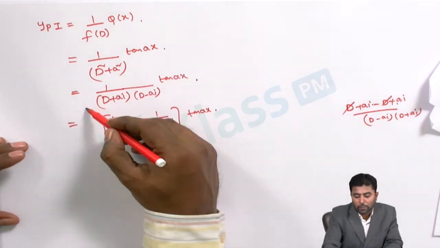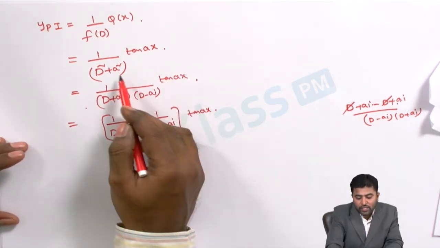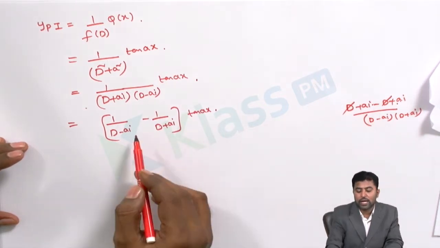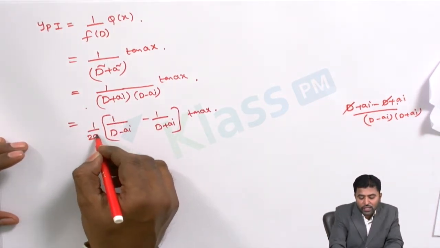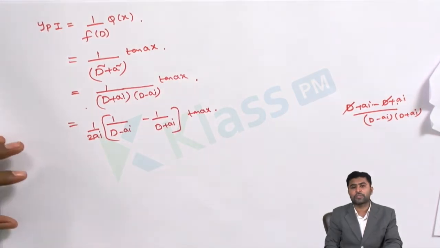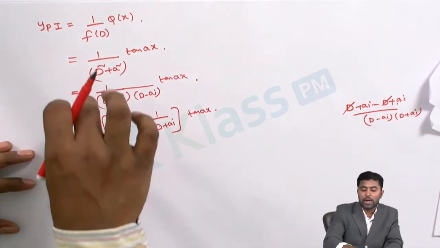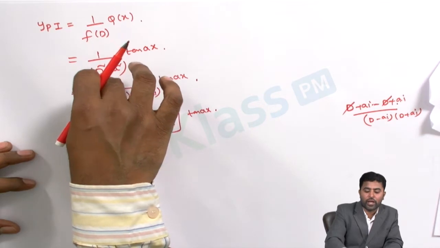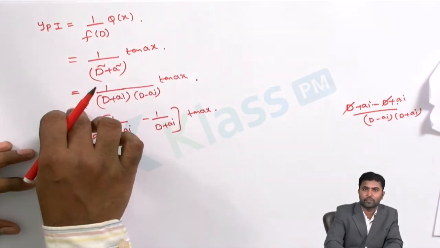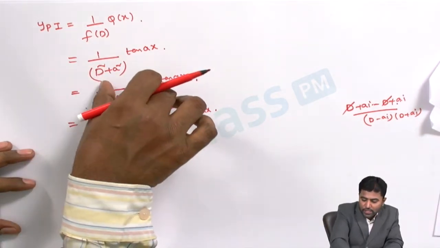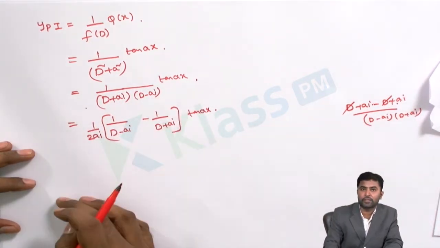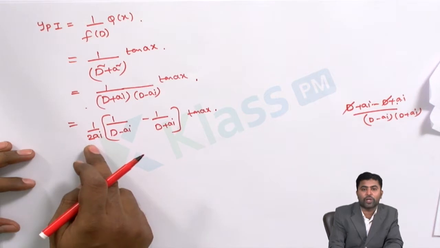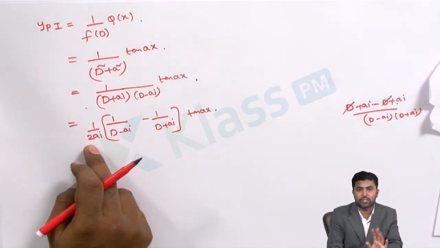I'll get 2ai. Do I have 2ai here? No. So I'll multiply and divide by 2ai. This 2ai into this, I can write like this. And whatever the division I have done, that will be as it is outside. What I am doing is multiplying and dividing by 2ai. This 2ai by this, I can write as this inner part, and whatever I have written, 1 by 2ai, will be as it is.